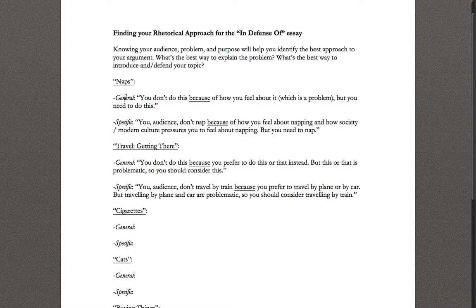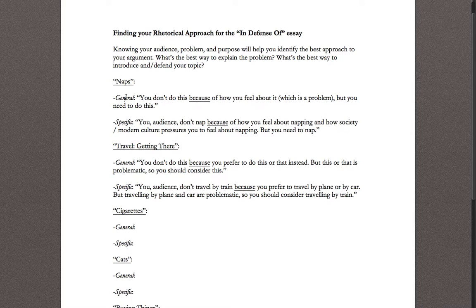So here is a general approach in "Naps." It basically says, you, audience, don't do this because of how you feel about it. And how you feel about it is a problem, but you need to do this. So it's basically just saying, audience, you don't do it, but you need to do it. So more specifically in "Naps," Barbara Holland is essentially saying this: you, audience, don't nap because of how you feel about napping and how society or modern culture pressures you to feel about napping. But you need to nap.